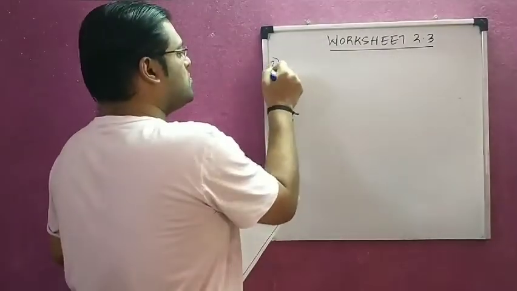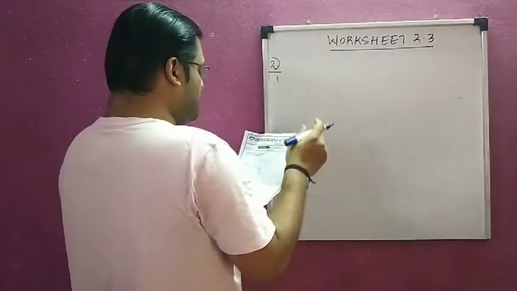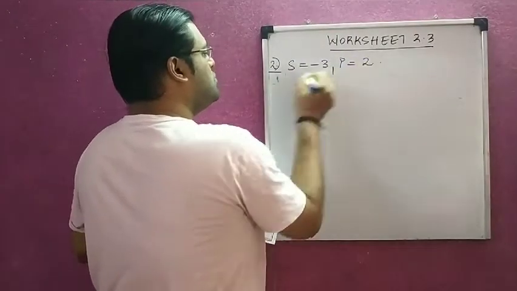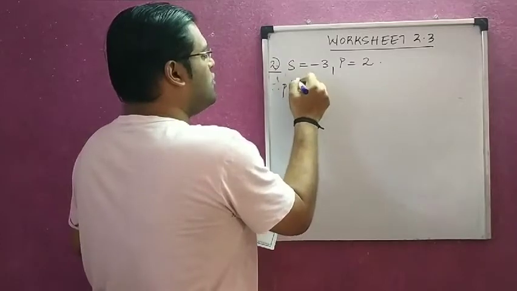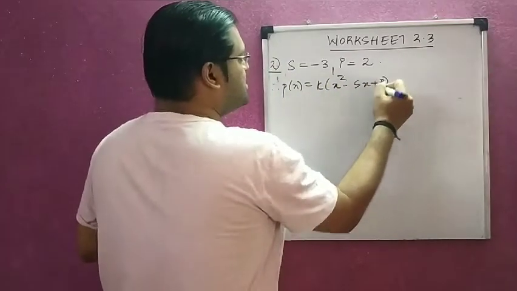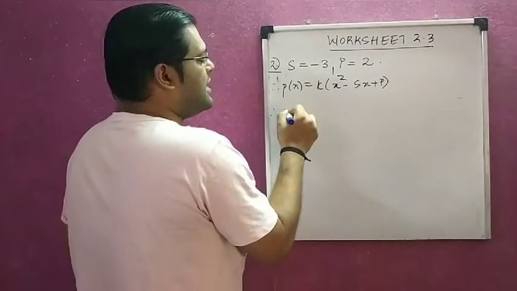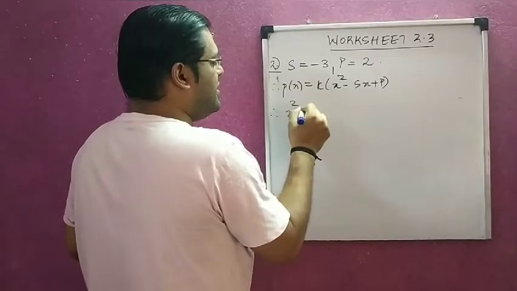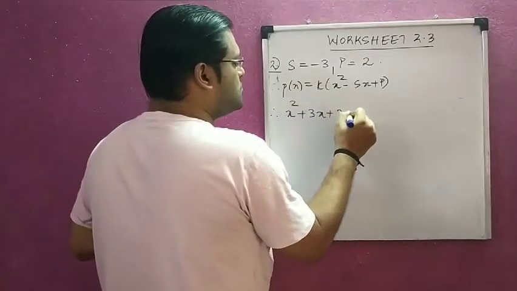Question 2, same as your previous question. Here you are given the sum is -3 and p is 2. Therefore, after performing your initial steps, I am directly writing the answer. In this case, your required polynomial is x square plus 3x plus 2.